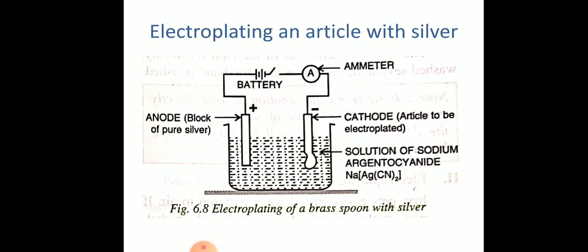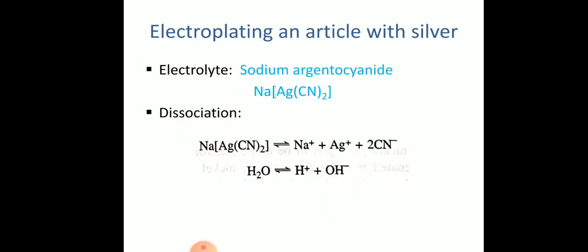Now these two, the anode and cathode, are connected to a battery and an ammeter. The ammeter is just to know whether the electric current flows or not. So this is the arrangement. Now what will happen once you connect the battery? The current will flow through it and the dissociation of the electrolyte will take place. The electrolyte that you have taken is sodium argentocyanide.